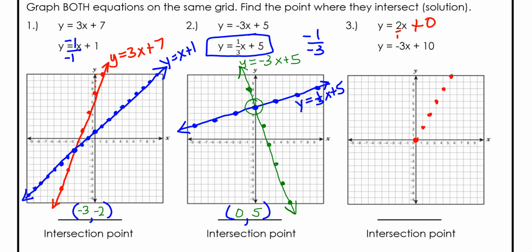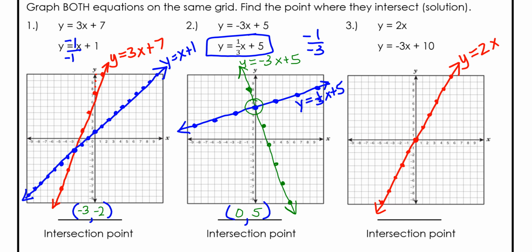And don't forget, you can reverse it. -2 over -1. So down 2, left 1. So after I draw as many points as I can fit, I use my ruler to make a nice straight line. I draw my arrows off the grid, and I label my equation, y equals 2x. Now you don't have to write that 0. Remember, it can be left invisible.